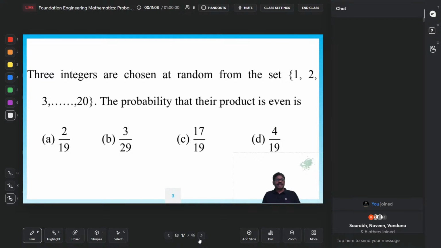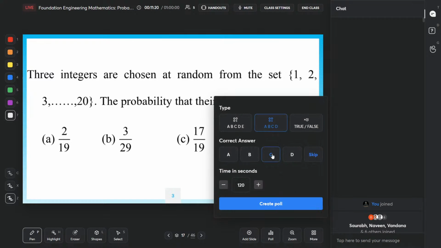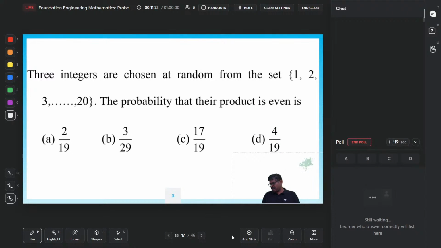Next problem. 3 integers are selected at random from 1 to 20. What is the probability that their product is even?